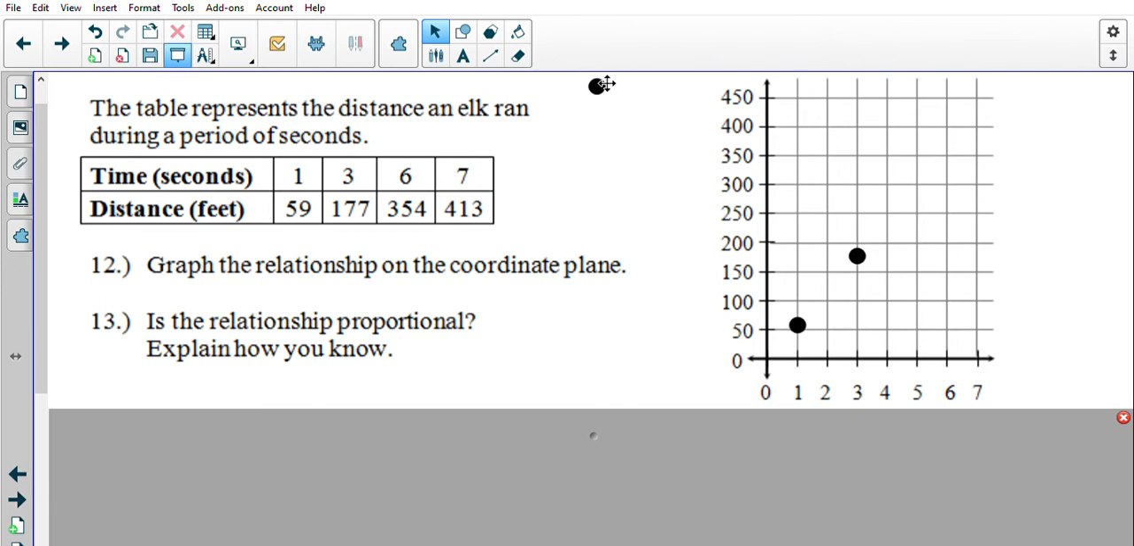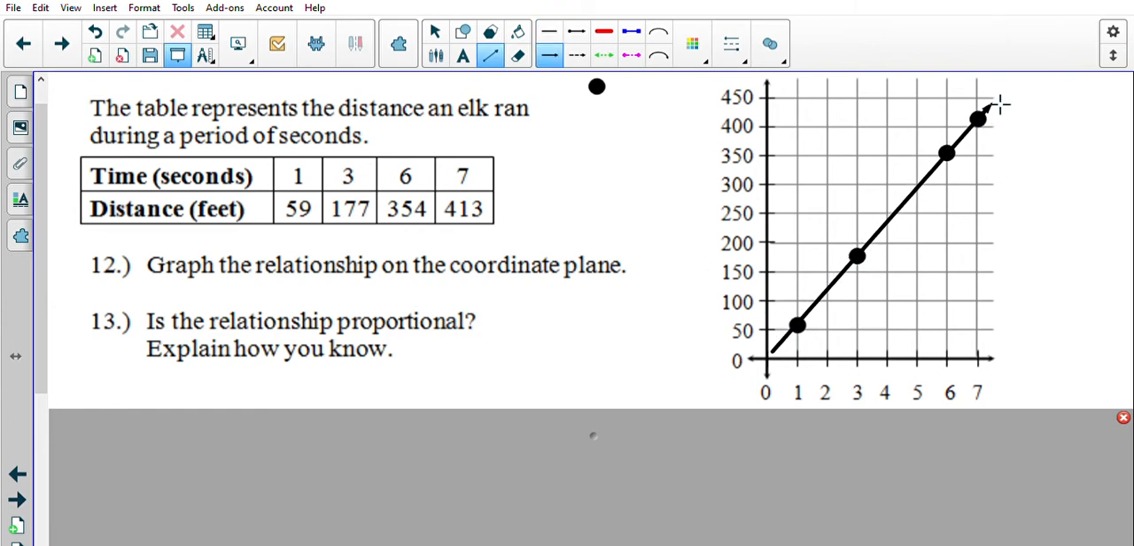Okay. (6, 354), that's going to be pretty darn close to 350, so put that right there. And then (7, 413), so 400 to 450 is 425, so probably about here. Now, if we try to connect these with a line, we'll go ahead and do that. Go ahead and make it a one-sided arrow here. It looks like it's probably going to go through (0, 0).